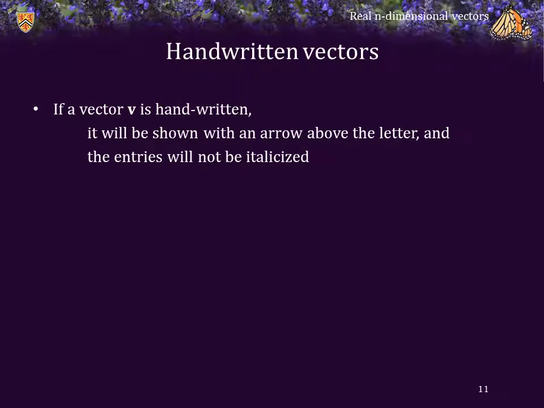Now, if v is a handwritten vector, it will be shown with an arrow above the letter, and the entries will not be italicized. So, for example, if I was writing this on the board, v would have an arrow above it while the entries would not. They would simply have subscripts. And so if there is no arrow above it, it's assumed to be a real value.